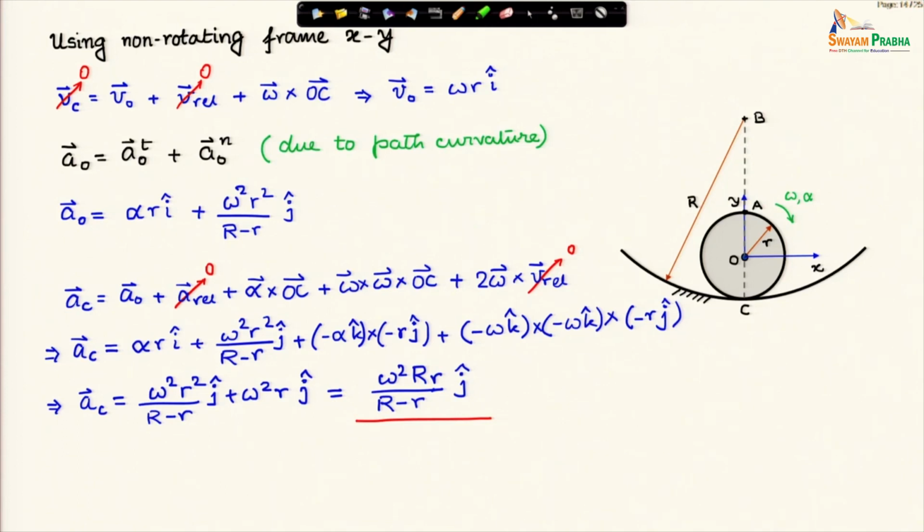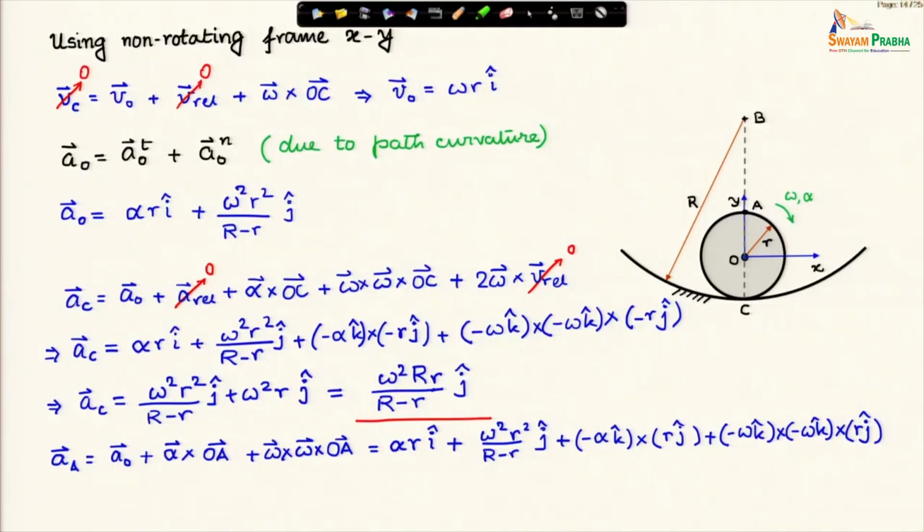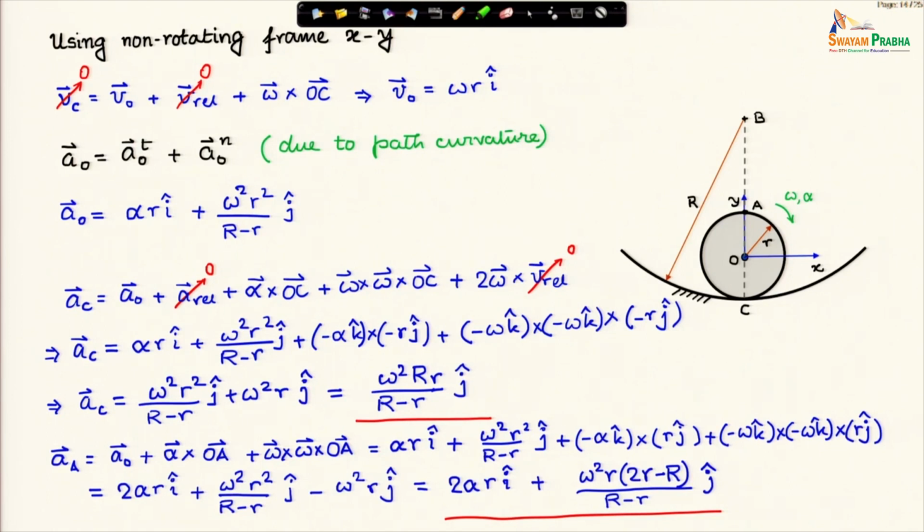You can make a few checks. For example, if capital R tends to infinity, that means the track becomes straight, then you get back the previous expression. So, this thing you can check. Similarly, you can find out the acceleration of the topmost point, which is the acceleration of O plus alpha cross OA plus omega cross omega cross OA, and if you plug in these expressions, then finally you will get the acceleration of point A which is shown here, and you can check. I will leave it to you to check this expression.